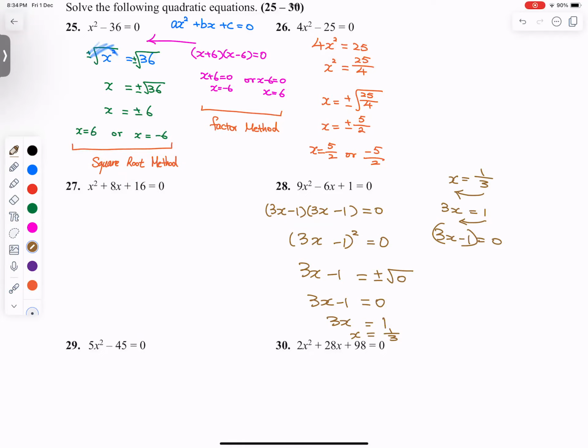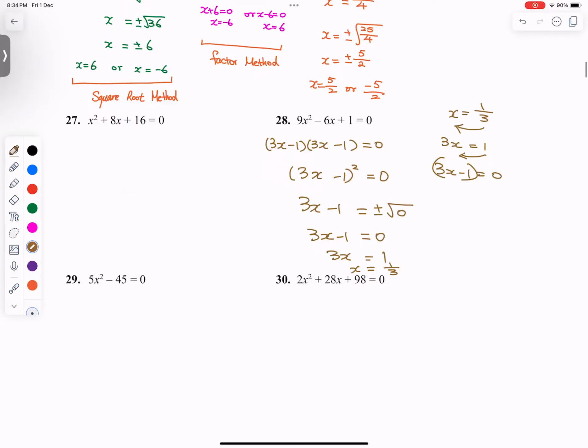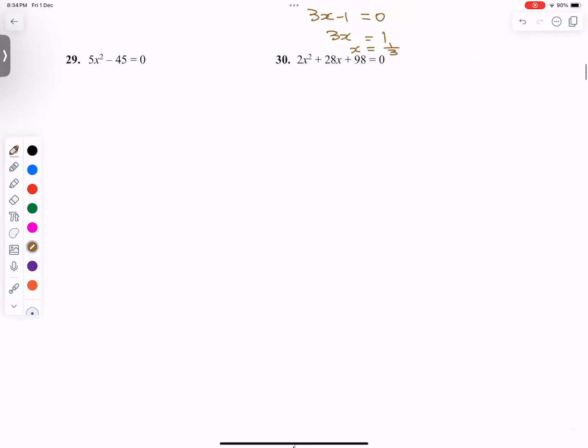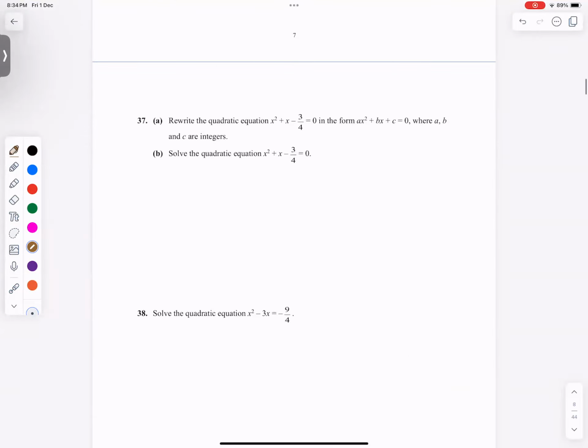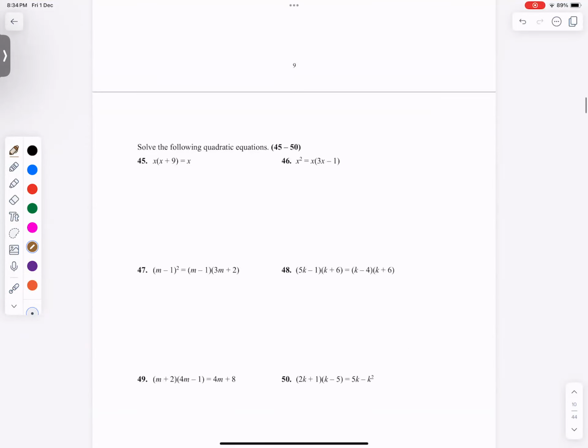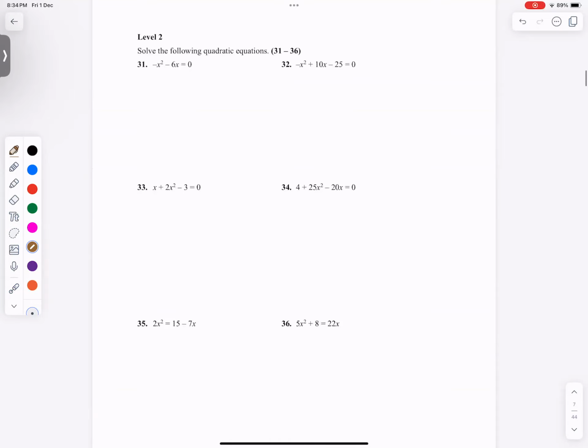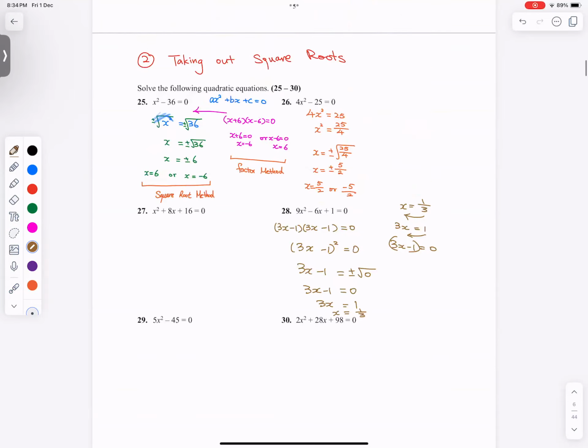If this is fine, you can do 29 and 30 on your own later. You can also do these all on your own already. Okay. And then let's go back to the first page.